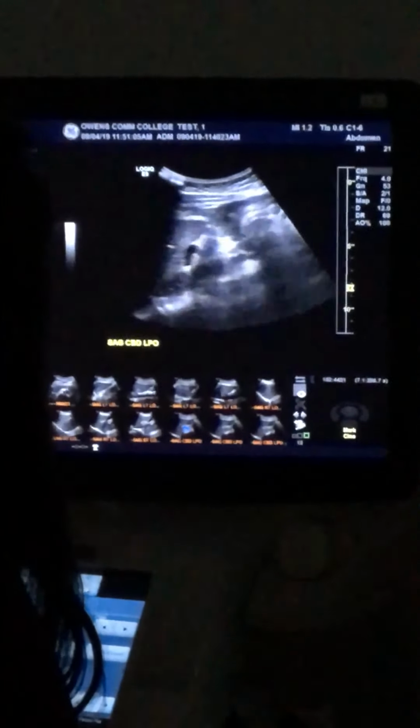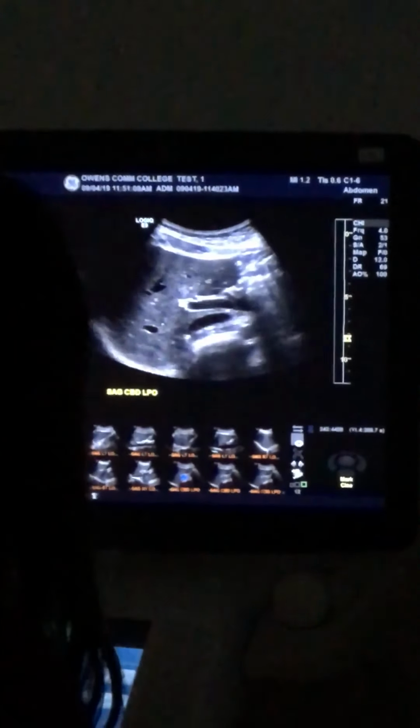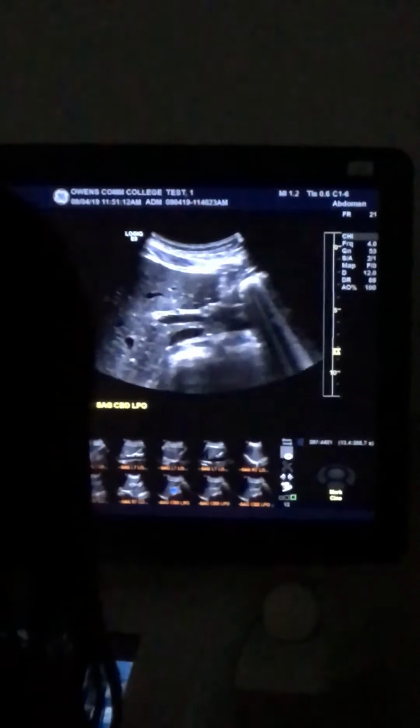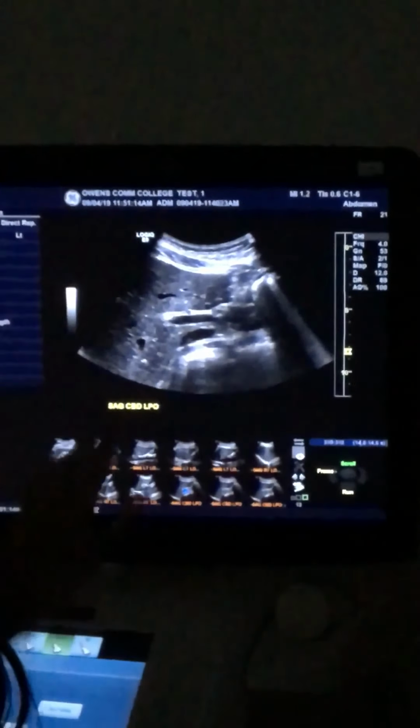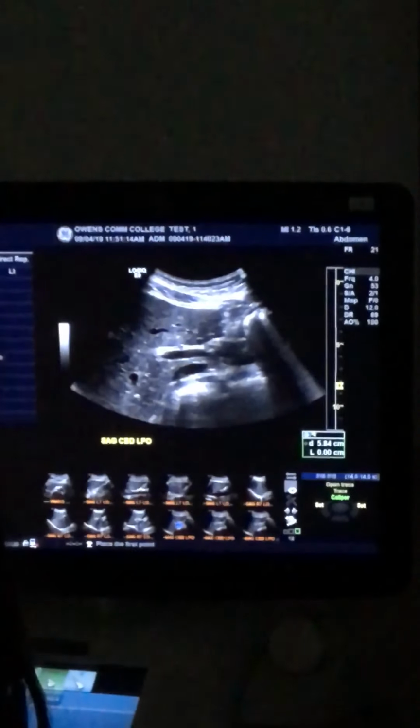Go ahead and take a breath in and hold. See if I can get it again. Common bile duct was showing up nicely there. So there's hepatic ducting where you can breathe. So measure that one here.